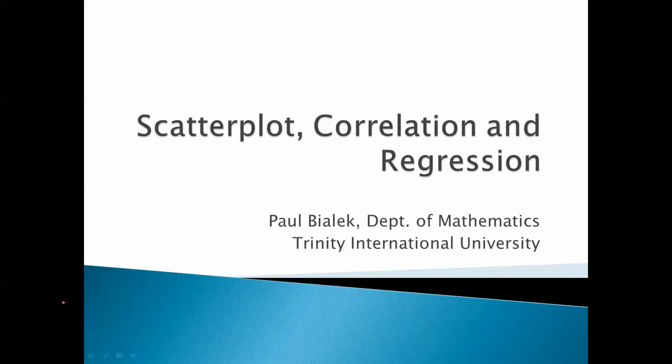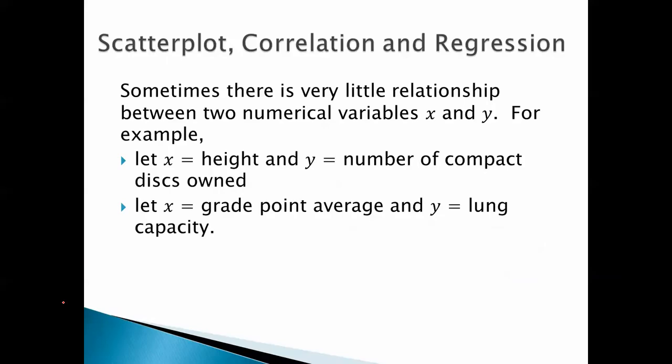Let's look at scatterplot, correlation, and regression. Sometimes there's very little relationship between two numerical variables, x and y. For example, let x equal height and y equal the number of compact discs owned. There's no relationship between those two. Or how about let x equal grade point average and y equal lung capacity. Again, no relationship between the two.